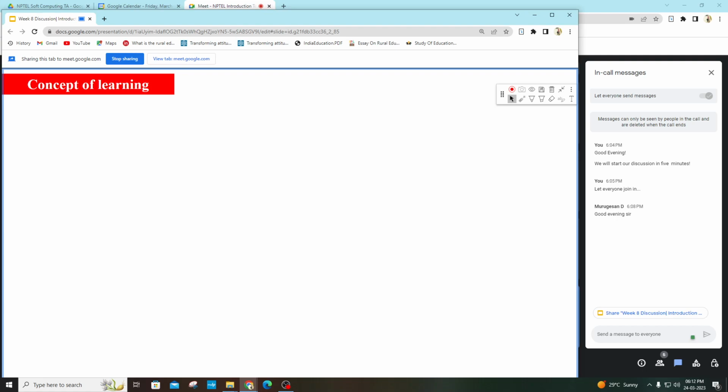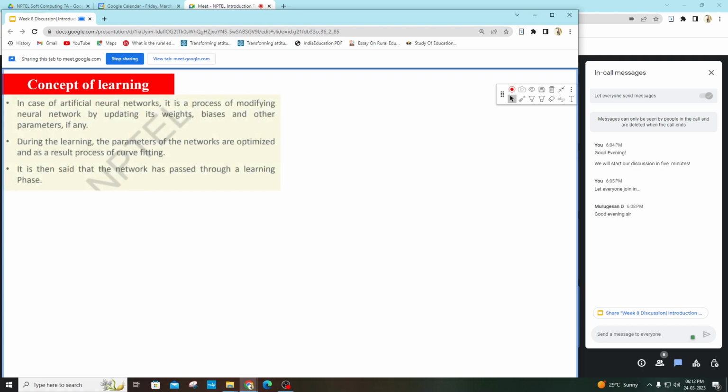But what we are interested in learning today is how the neural network learns by itself. What is this learning process in the neural network? It is a process of modifying the neural network by updating its weights, biases, and other parameters if any. So a neural network learns by modifying or updating its weights, any biases that we are adding, or any other parameters.